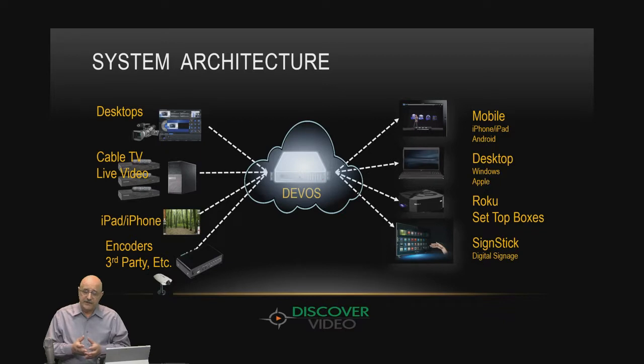And then, of course, for digital signage, we have a little device called SignStick, which you can deploy throughout an enterprise, and it will deliver both live and on-demand digital signage content really simply and easily. Just plug it in, and you're pretty much good to go. So that's the system architecture that we're talking about. And let's quickly talk about what the applications are. So you've got this DEVOS server. What's inside it? What is it going to do for me?